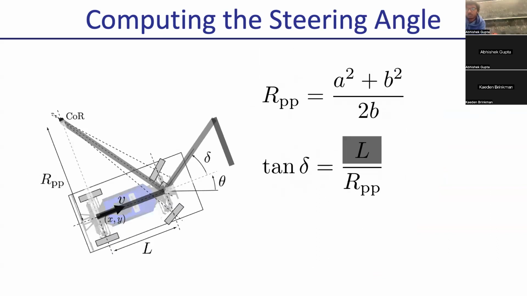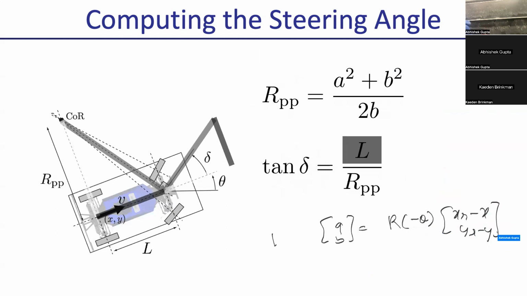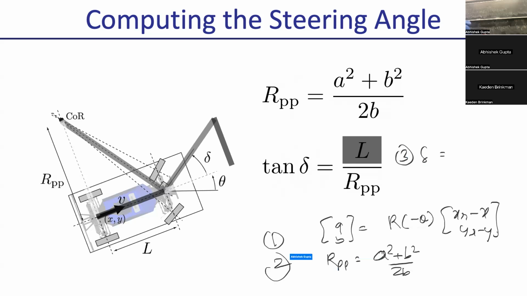So, 3 steps that you want to take, right? Step 1 is computing A and B by the rotation matrix times XR minus X and YR minus Y. Step 2 is computing RPP, which is A squared plus B squared by 2B. And step 3 is you're going to compute delta equal to tangent inverse of L by R. So those are your 3 steps for pure pursuit.